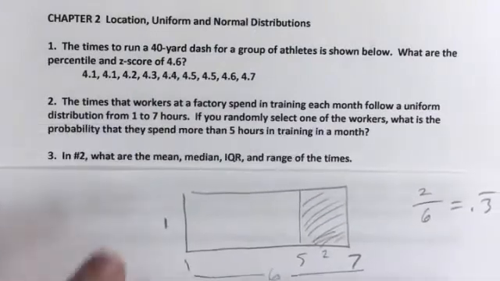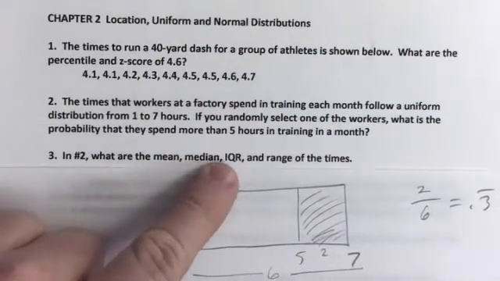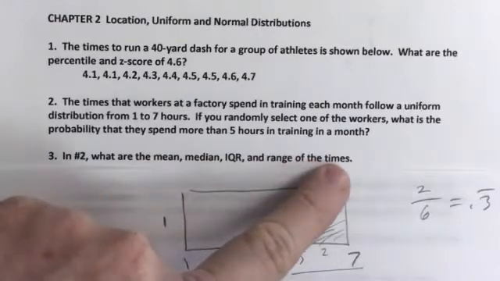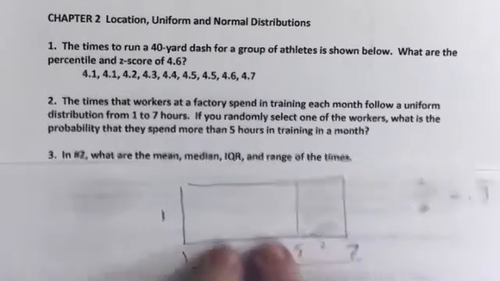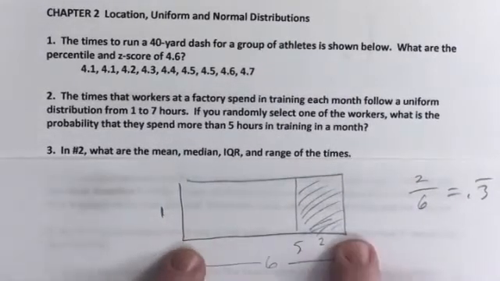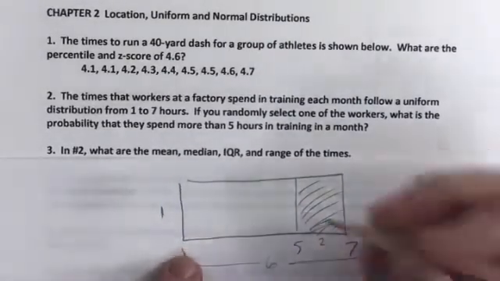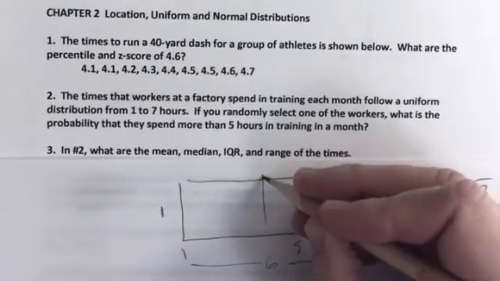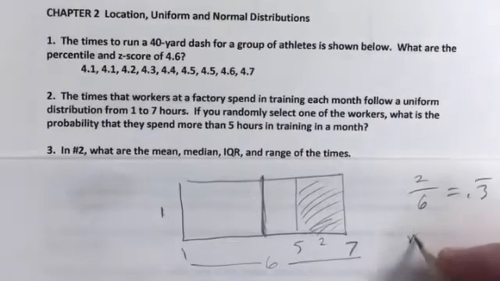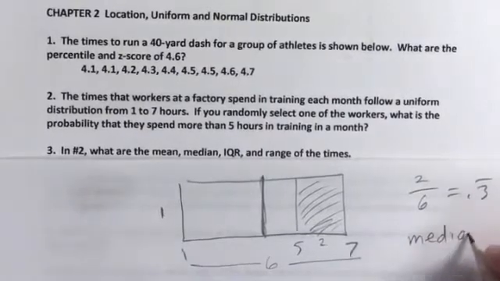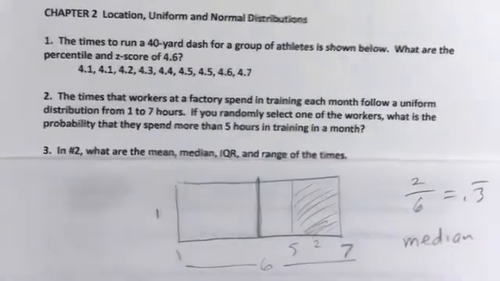And then number 3 says, what are the mean, median, IQR, and range of the times? Now, think about this. This rectangle is perfectly symmetrical, so the median is going to be exactly halfway in the middle. It's halfway between 1 and 7. So for the median, you could just say it's going to be halfway between 1 and 7.